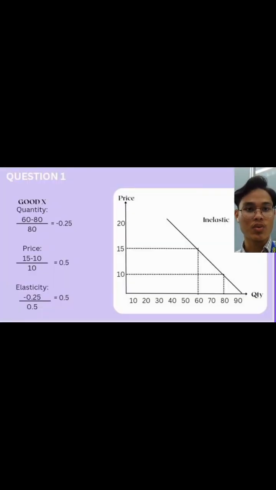Okay, for question 1, find the quantity for good X: 60 minus 80 divided by 80, and you get negative 0.25. For the price, 15 minus 10 divided by 10, and you get 0.5. To find the elasticity, we take quantity divided by the price, and you get the elasticity. So the graph has shown that this is inelastic.